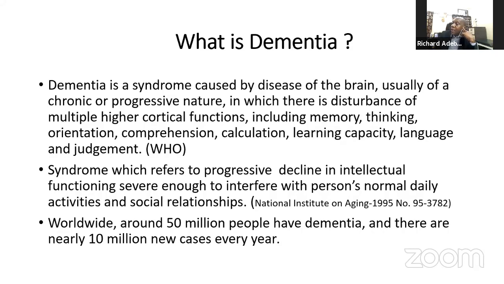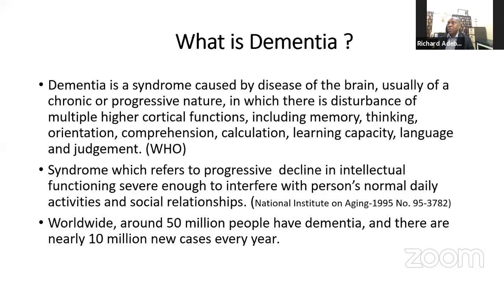That's the next slide. What is this problem that we call dementia? Dementia is a syndrome caused by the disease of the brain. So it's right for us to say that it's the disease of the brain, usually of a chronic or progressive nature, in which there is disturbance of multiple higher cortical functions, higher brain center functions, including memory, thinking, orientation, comprehension, judgment. That's the definition by the World Health Organization, National Institute of Aging, as a syndrome which refers to progressive decline in intellectual functioning, severe enough to interfere with a person's normal daily activities.